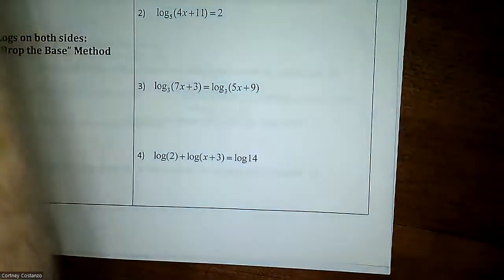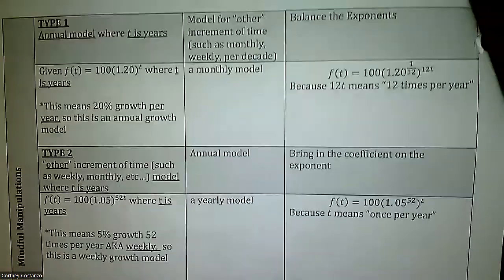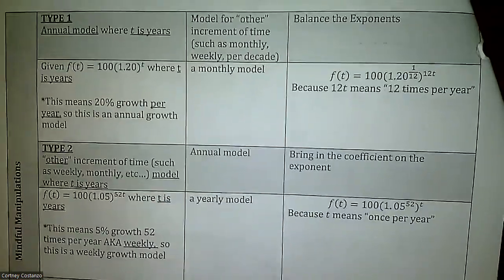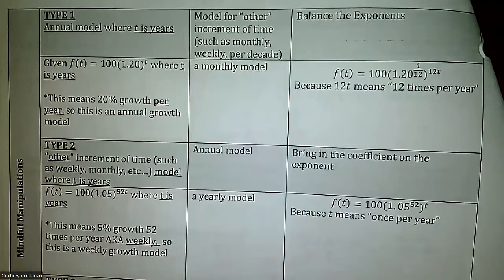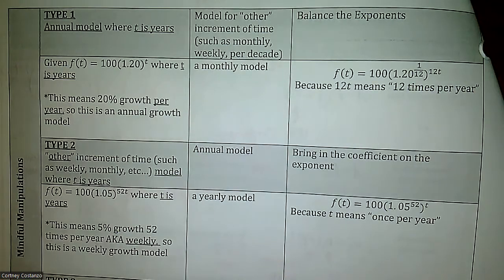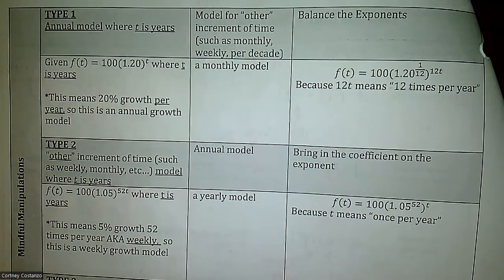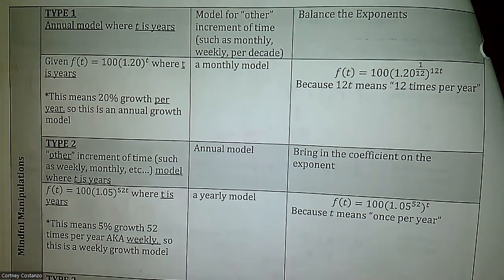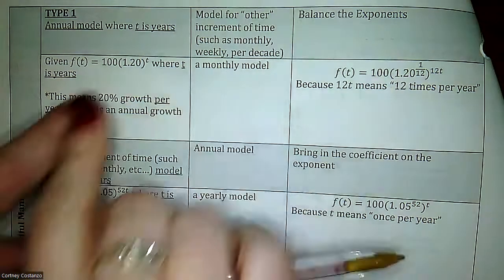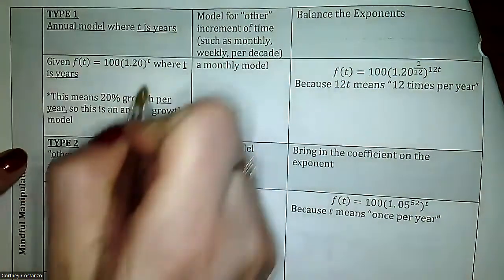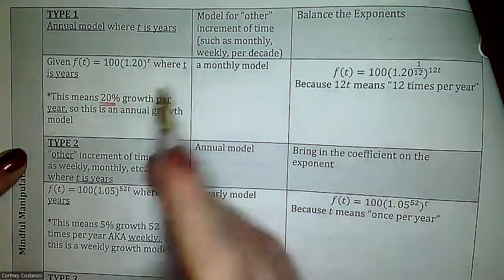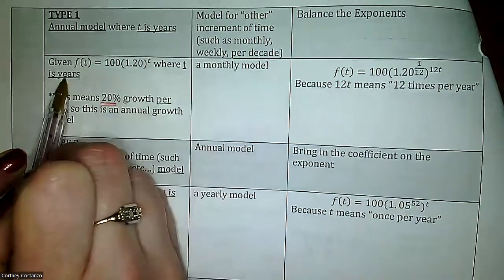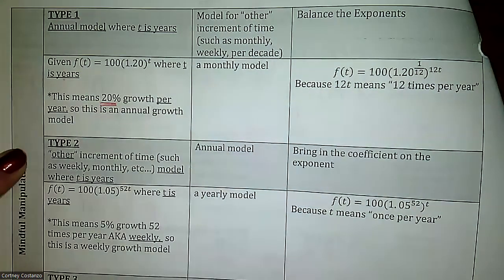All right, flipping it over. Probably one of the most difficult topics of our exponentials unit is mindful manipulations. And there's 3 major types of mindful manipulations. Option 1 is when you are given the annual growth model and you have to balance it to expand it one way or another. So if I give you this annual growth model, this means that 20% is telling me that because t is in years, once a year, it grows 20%.